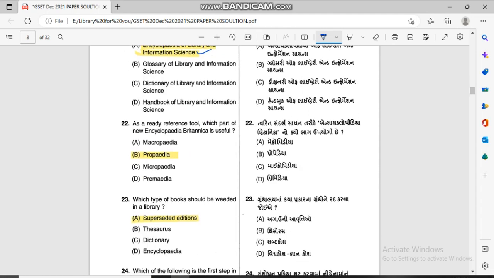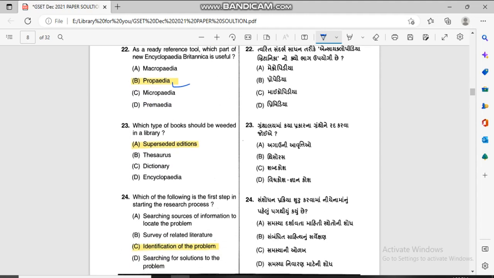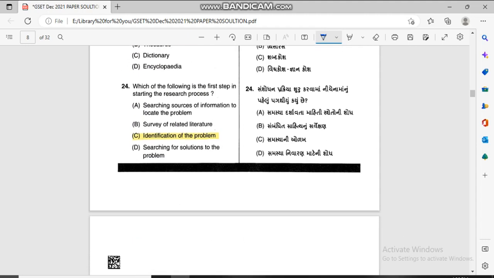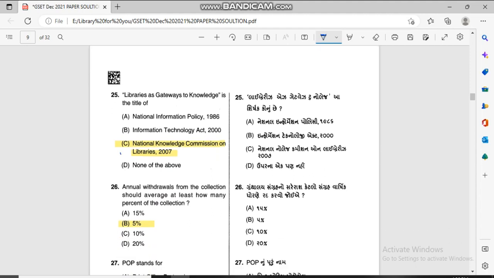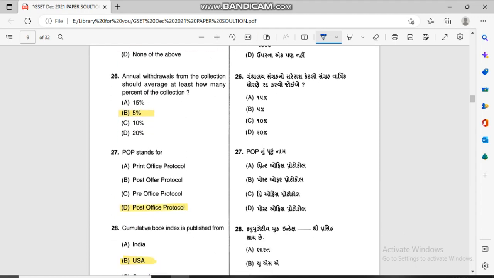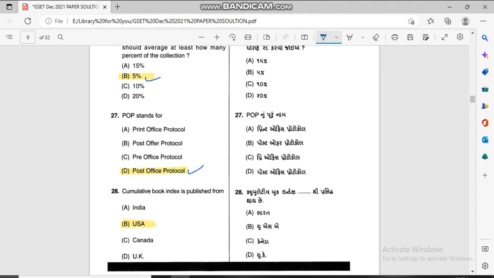As a ready reference tool, which part of the New Encyclopaedia Britannica is useful? Propaedia. Which type of books will be weeded out of the library? Superseded editions. Which of the following is the first step in starting the research process? Identification of the problem. Libraries as a Gateway to Knowledge is the title of the National Knowledge Commission report on libraries 2007. Annual withdrawal from the collection should average at least what percentage of the collection? 5%. POP stands for Post Office Protocol.